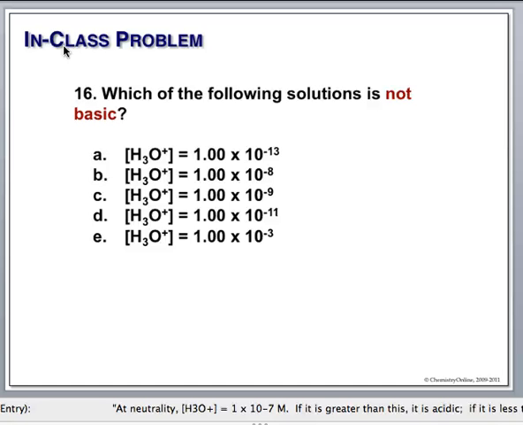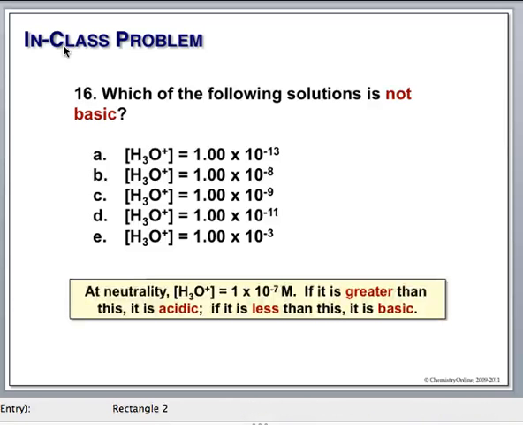So this is 10 to the minus 13, 10 to the minus 8, 10 to the minus 9, 10 to the minus 11. Those are all less than 10 to the minus 7, aren't they? This one, however, 10 to the minus 3, this is more than 10 to the minus 7. So this solution is acidic.